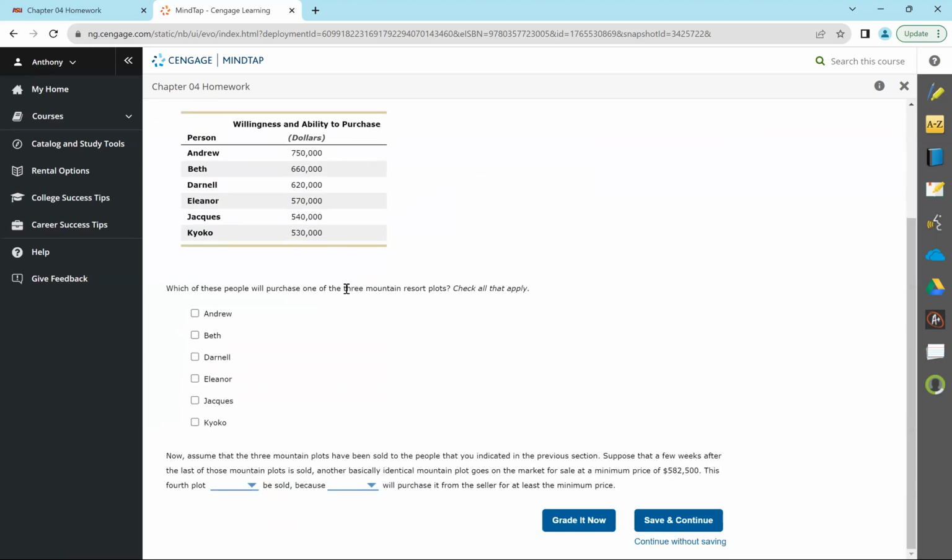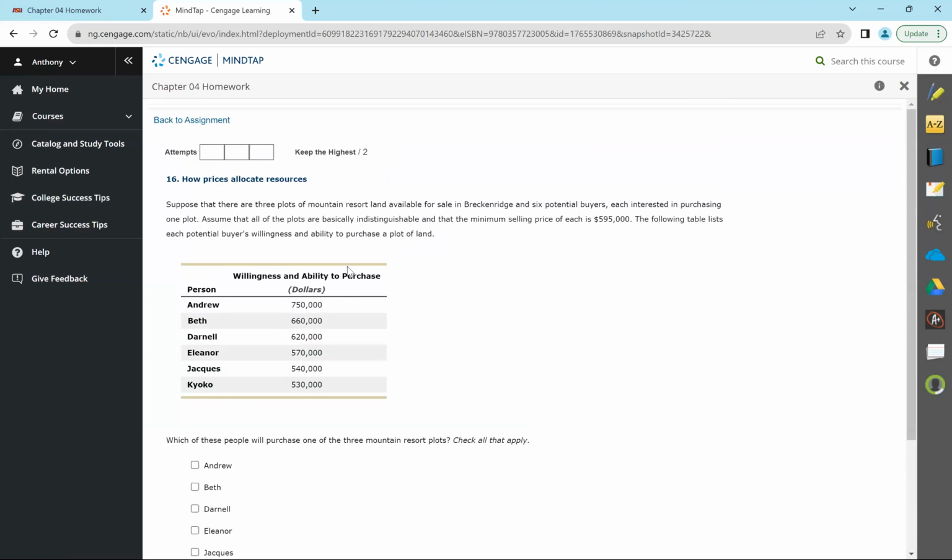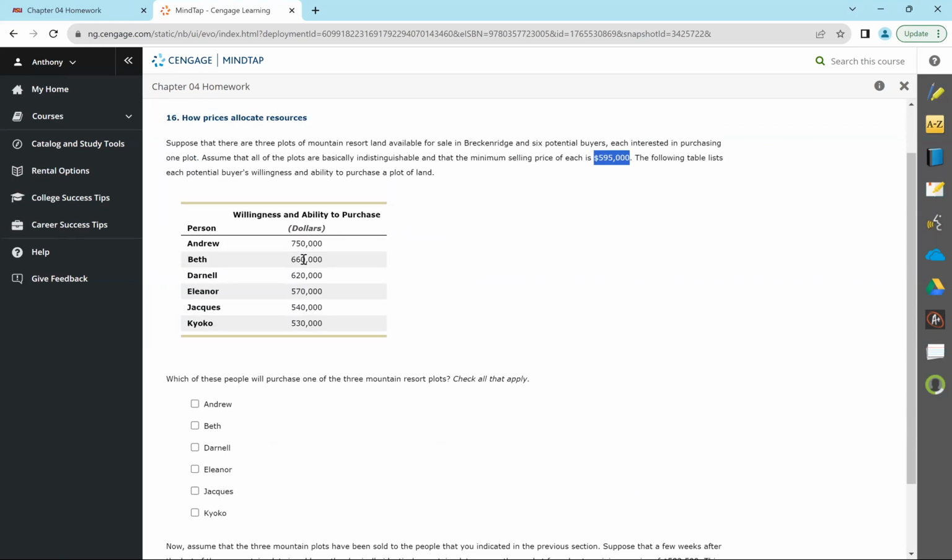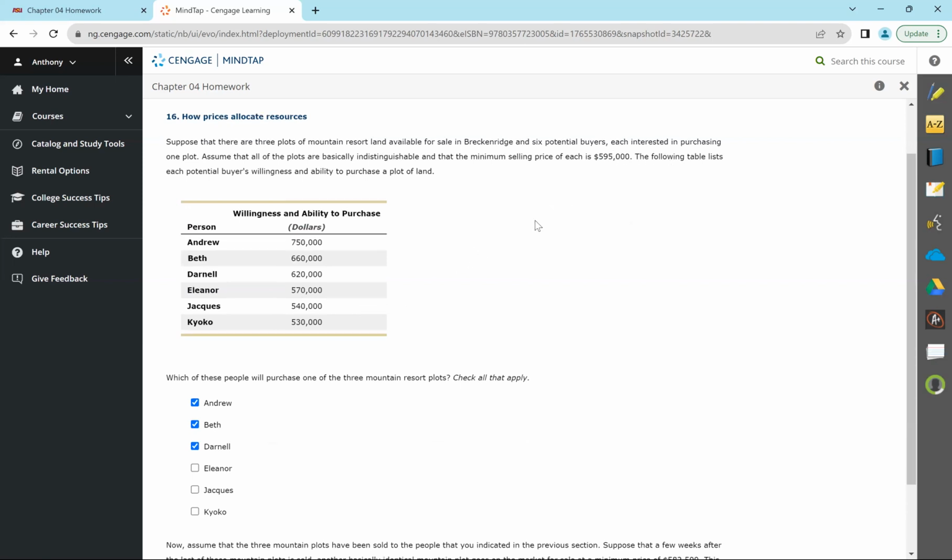All right. This one has a few numbers in it. Suppose that there are 3 plots of mountain resort land available for sale in Breckenridge and 6 potential buyers, each interested in purchasing one plot. Assume that all these plots are basically indistinguishable and the minimum selling price of each is 595,000. The following table lists each potential buyer's willingness and ability to purchase a plot of land. So they're saying, hey, you and I have a plot of land. We want 595,000. Andrew's got 750. Can he buy it? Yes, Andrew can buy it. Beth can buy it and Darnell can buy it. But can Eleanor? No, it doesn't look like it.